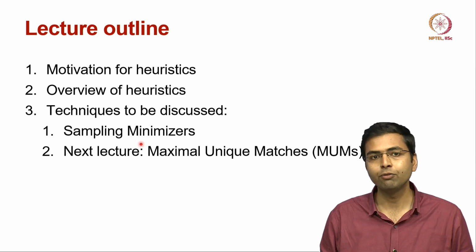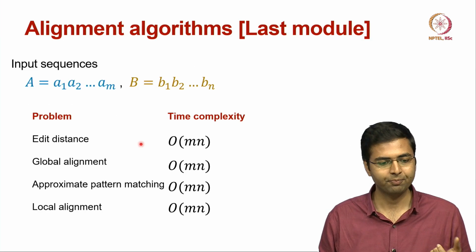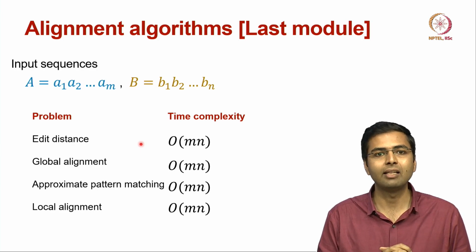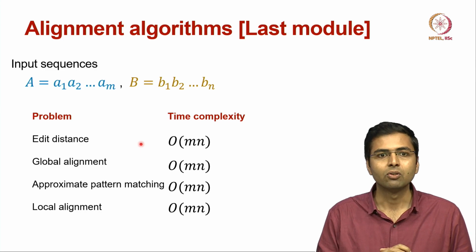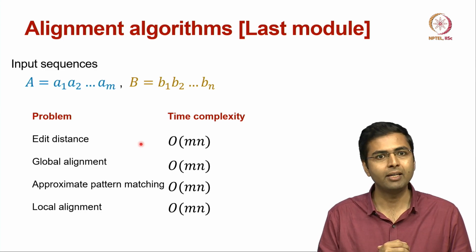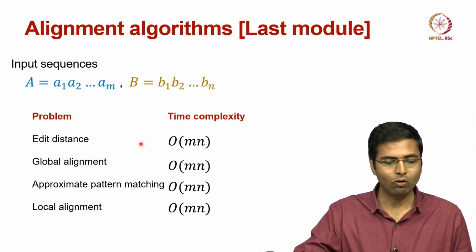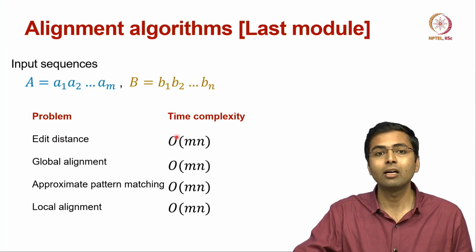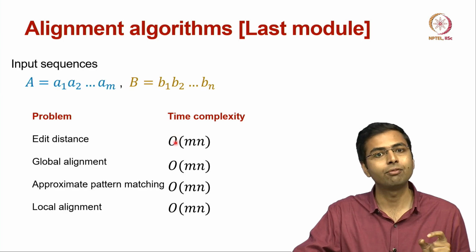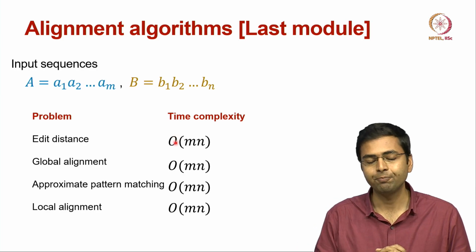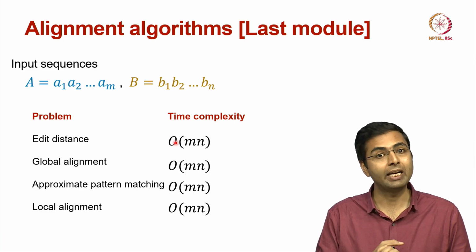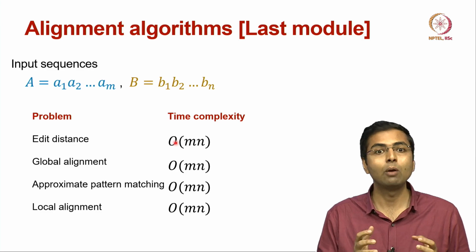So, let us start with the motivation for why we need heuristics for aligning sequences. Remember that the various methods that we have seen in the last module are meant for pairwise sequence alignment. If you have 2 sequences, one of length m and the second of length n, then all of these dynamic programming based methods that we have discussed so far require quadratic runtime, that is, they have order m n time complexity. So, this time complexity can sometimes be computationally prohibitive when we work with real world data.